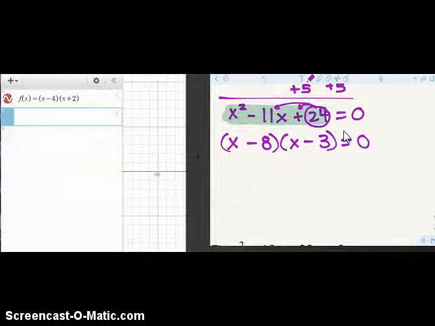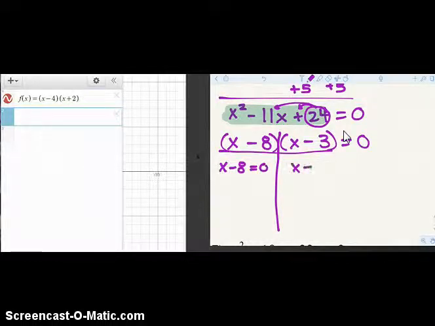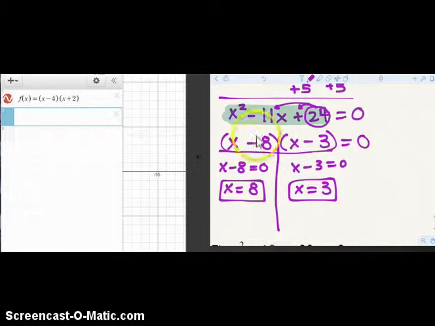So I get x minus 8 and x minus 3 are equal to 0. Now I'm going to do a t-bar, so I split my factors. And I get that x minus 8 is equal to 0. x minus 3 is equal to 0. So x is equal to 8 and x is equal to 3. And those would be my answers.